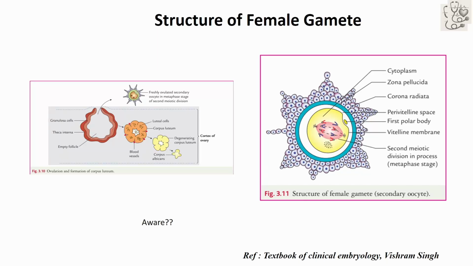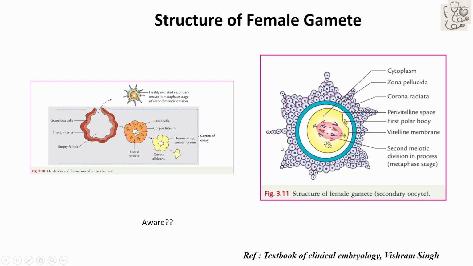Now, before moving to fertilization, let's have a quick overview of the structures of the female gamete. The female gamete may also be called the secondary oocyte, ovum, mature oocyte, or oocyte by some authorities. The female gamete is a very large cell.